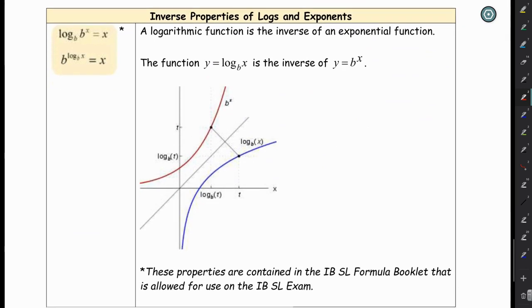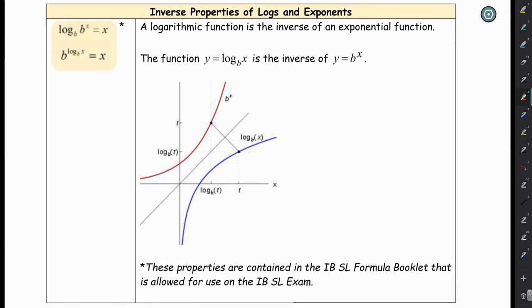And then the last page, we're talking about inverse properties of logs and exponents. Now, we've looked at exponential functions and the graphs of exponential functions. We are eventually going to be looking at the graphs of logarithmic functions. But what you need to recognize is that the function of a log is the inverse of an exponential function. So here's our exponential function, and here's our logarithmic function. Those are the parent functions. And anything that's an inverse will always reflect over the line y equals x.